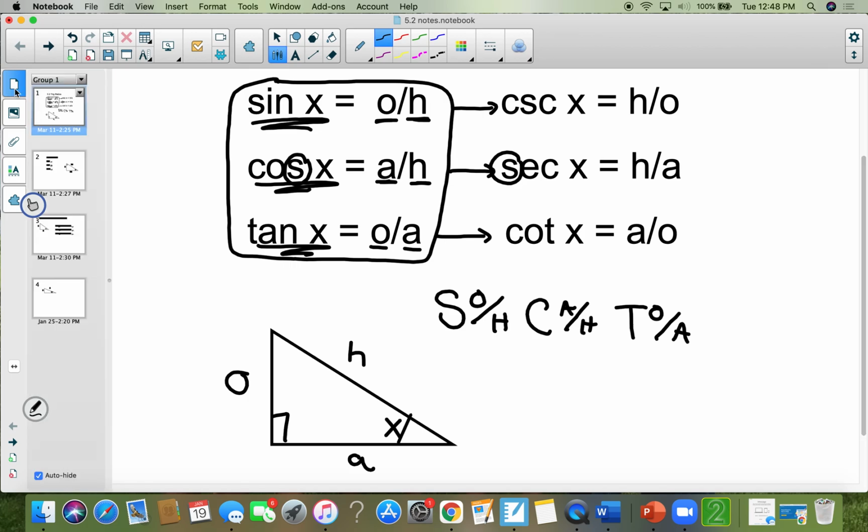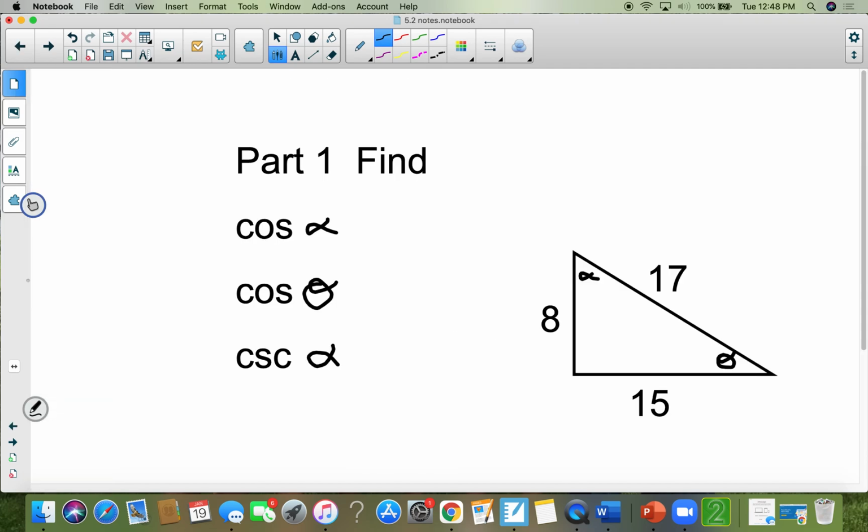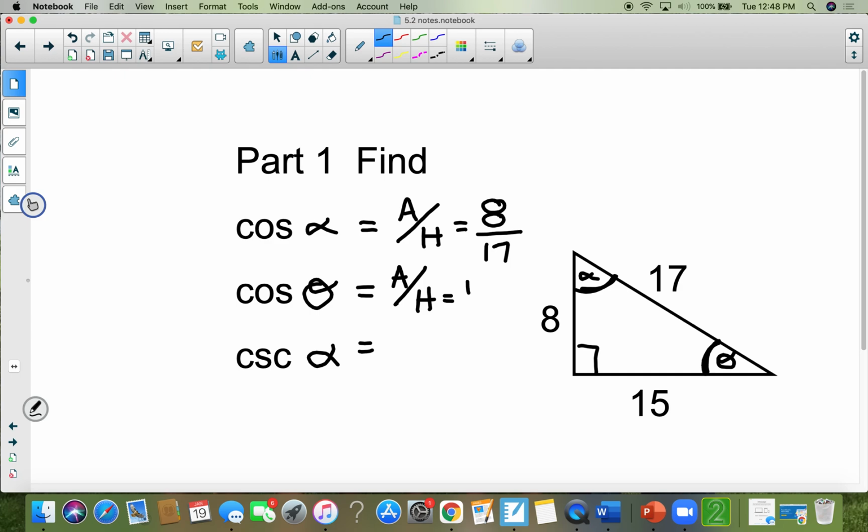Okay, so there's really only one part for today's assignment, and all you're doing in this problem is to answer these questions. The cosine of alpha, well, here's alpha. The cosine is the side adjacent over hypotenuse. I like writing the formula down. Where 8 is the adjacent to alpha, and the hypotenuse in this problem is 17. So it's 8/17. The cosine of theta, again, cosine is A over H, but now we're looking at this angle right here, the cosine of theta. Adjacent is 15, the hypotenuse is 17.